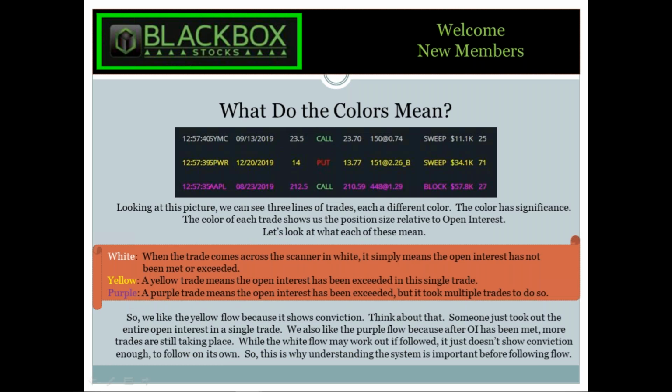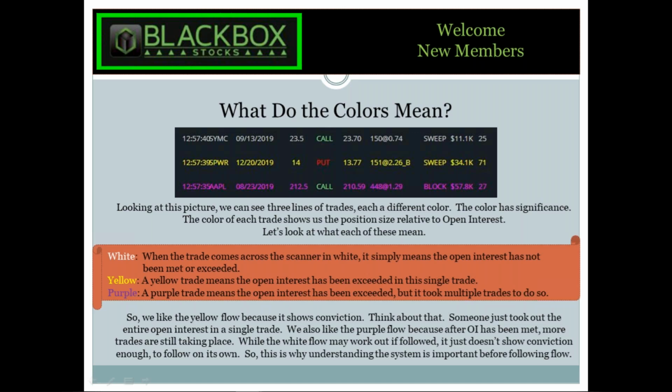So what do the colors mean? This is the first thing we see about the flow, and this is why I start off with the colors. This is the most important part. The first thing that's going to capture our attention or not is the color of the flow. The color of the flow is giving us an indication of open interest.